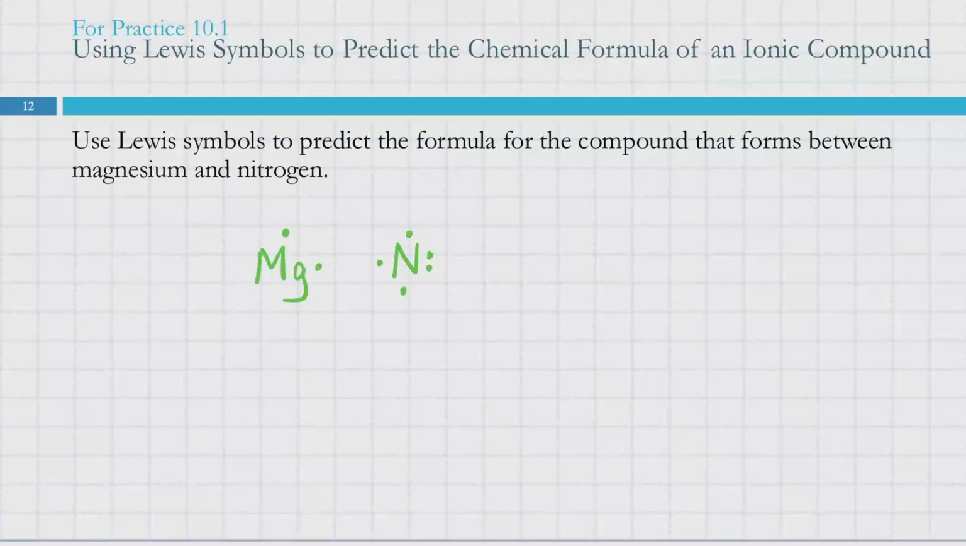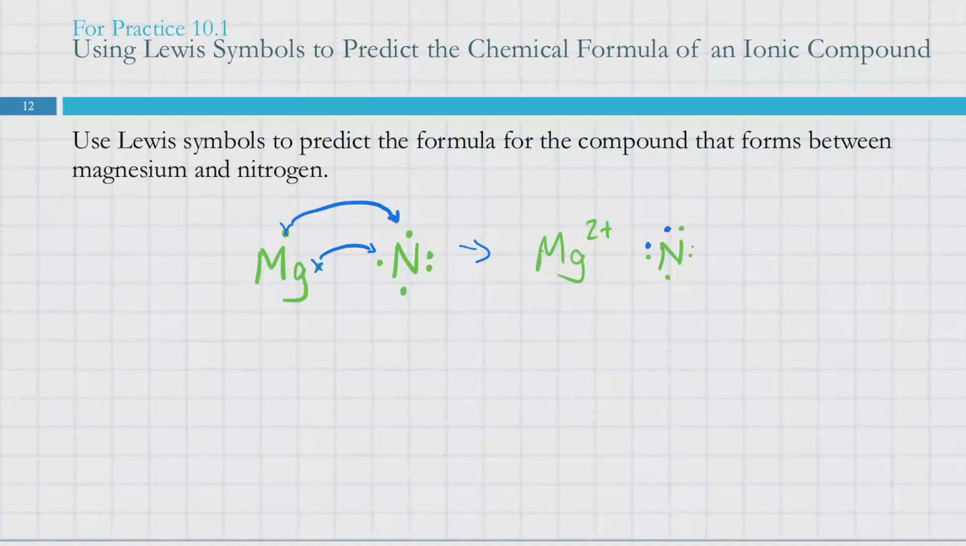So we can transfer electrons from our magnesium. I'll just go ahead and do full arrows. We can transfer them from the magnesium to the nitrogen. And this would turn into Mg2+. We lost 2 electrons. And we would have our nitrogen that has now picked up 2 electrons.